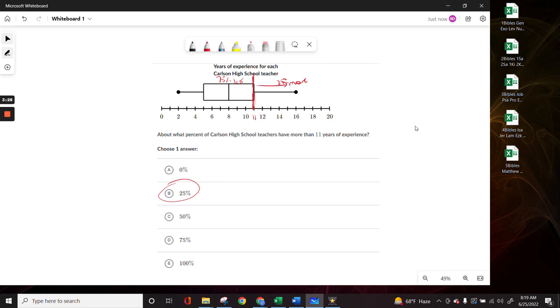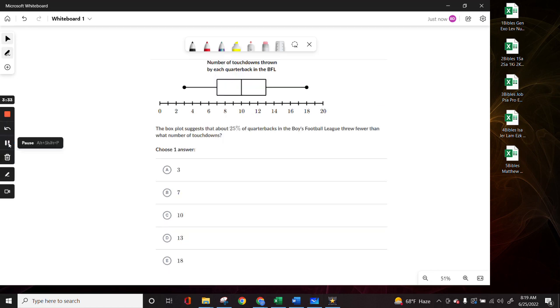Hopefully you're feeling a little bit more comfortable with the material. Let's just do one more. All right, this is our last example before you're going to work by yourself. This one reads, the box plot suggests that about 25% of quarterbacks threw fewer than what number of touchdowns? So 25% fewer than. So go ahead and take a minute and try to solve it yourself before I go over it.